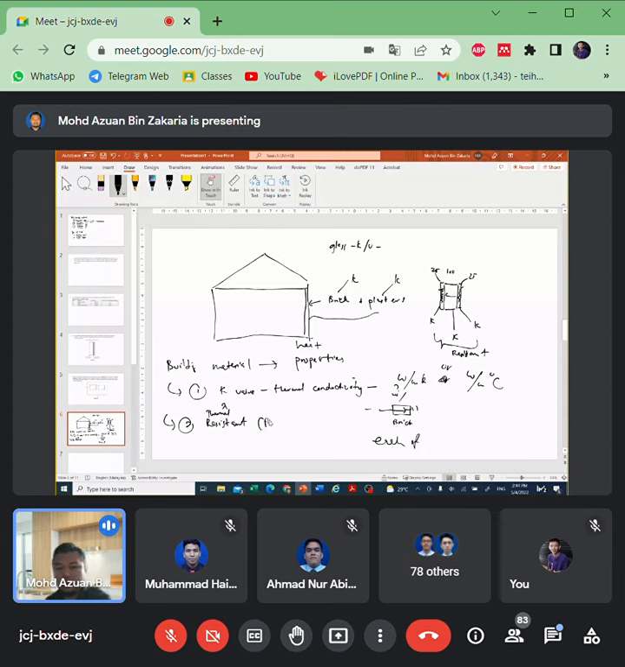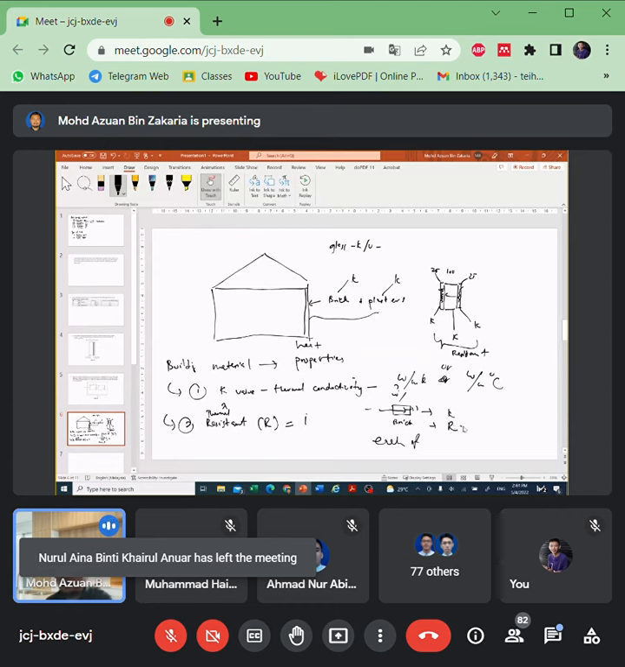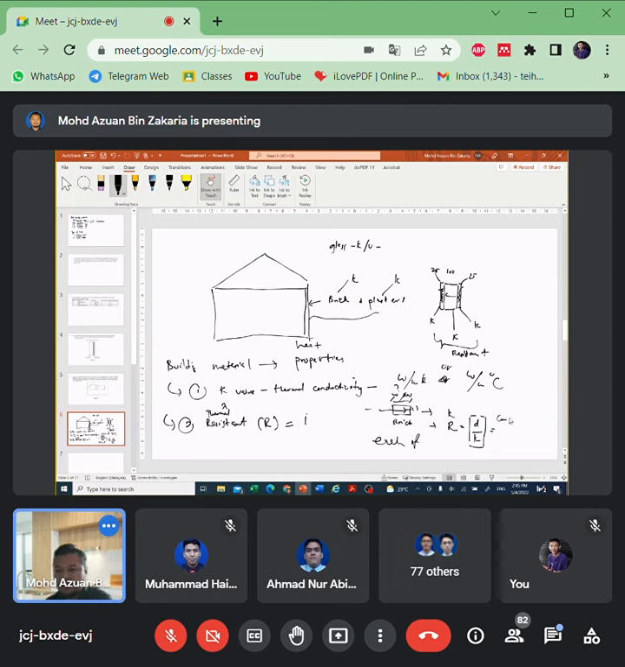Thermal resistance is R. Okay, it can be thermal resistance based on one material. Okay, for example, brick. Only one brick has its K value, and to calculate the resistance of the brick, for example, the brick is 100, we use the equation of D over K, right? Which is D in meter. Okay, maybe I draw here.